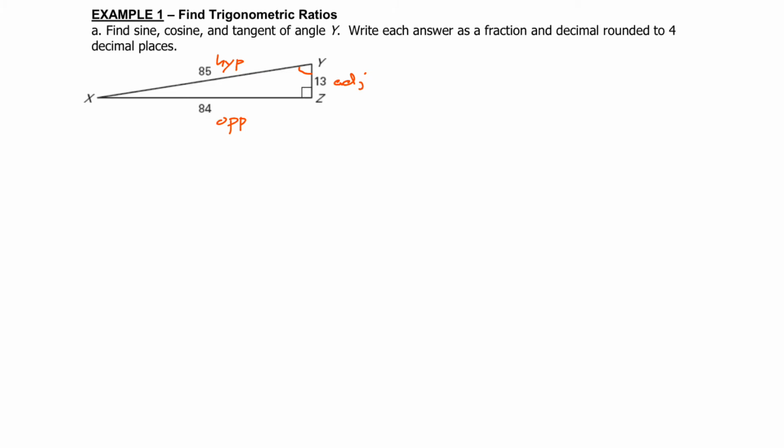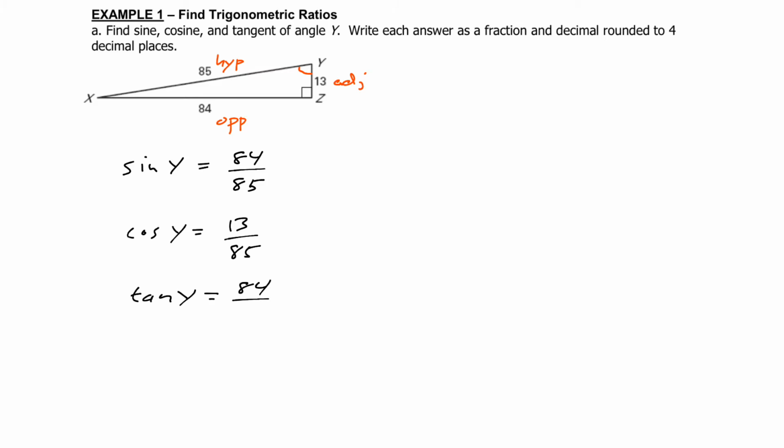So let's write down our ratios. So the first thing we're going to write down is the sine of angle Y. And that is going to be the opposite, which is 84, divided by the hypotenuse, which is 85. Then let's write down the cosine of angle Y. That's going to be the length of the adjacent side to angle Y, which is 13, divided by the length of the hypotenuse, which is 85. And then we're going to write down the tangent of angle Y, which is the opposite side length, which is 84, divided by the adjacent side length, which is 13.